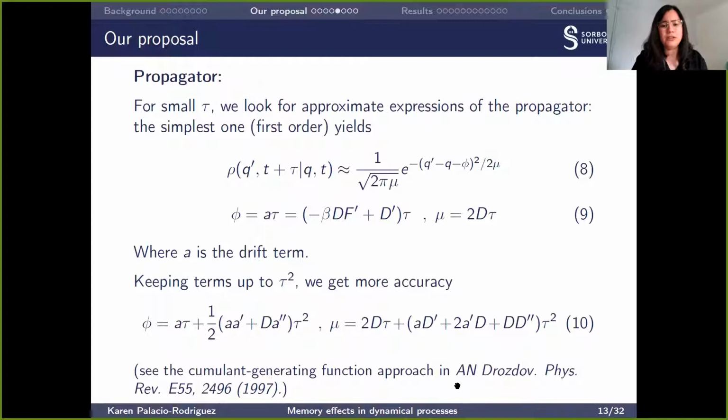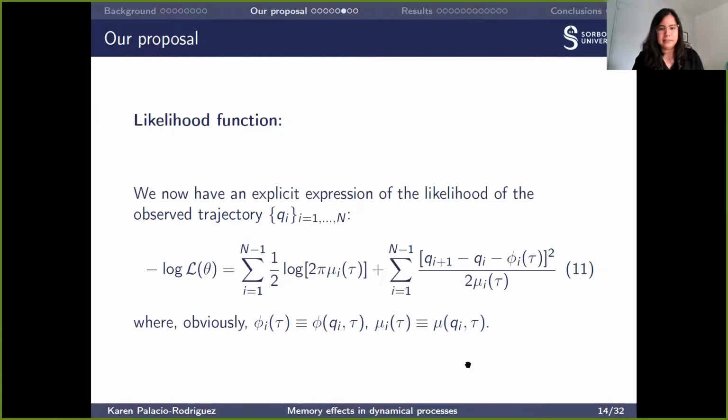So for a small tau, if you stop at first order, you will end up with this easy equation that is in a Gaussian form, where A is the drift term. But if you want to go to second order to have more accuracy, you will end up also with a Gaussian solution. And if you want to know more about these propagators, you can go to this reference here. But what is important is that now we have the expression for the propagators, and we can write the expression of the likelihood function.